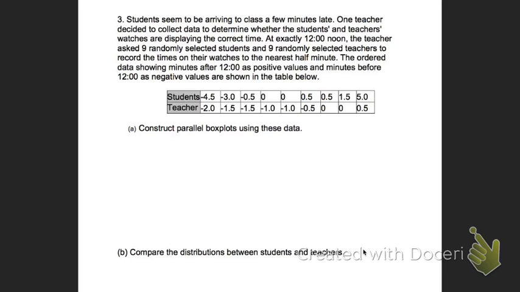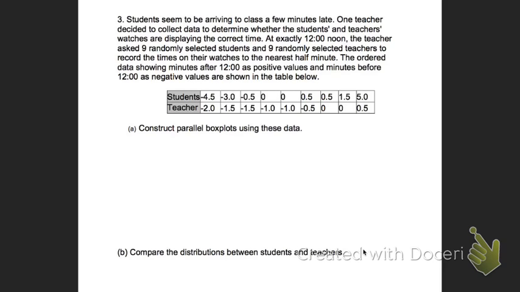And if the data was after 12, then it was positive. And if the data was less than 12, it was negative. And if it was completely correct at noon, then it was 0. So comparing students and teachers. And I think the teacher's goal was that the students' watches were slow or the teachers' watches were too fast. So that's something that we could check.